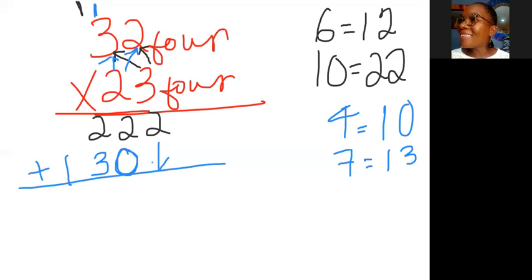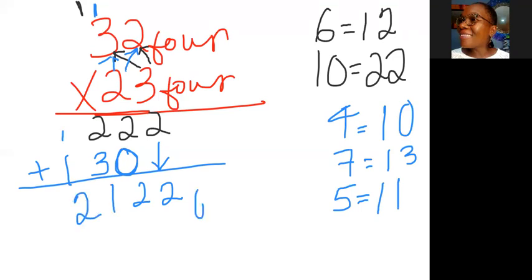Bring down the 2. 2 plus 0 is 2. 2 plus 3 is 5. We can't use the 5. We got to convert it. 4 goes into 5 once, with what left over? 1. So you drop 1, carry 1. You add, you get 2. And guys, just like that, we are done.